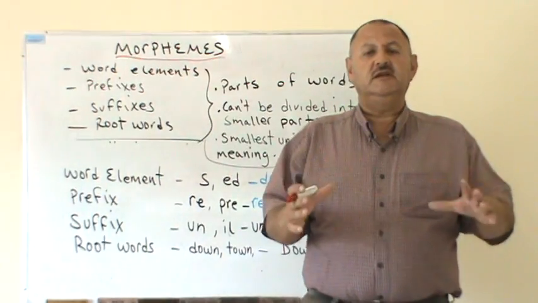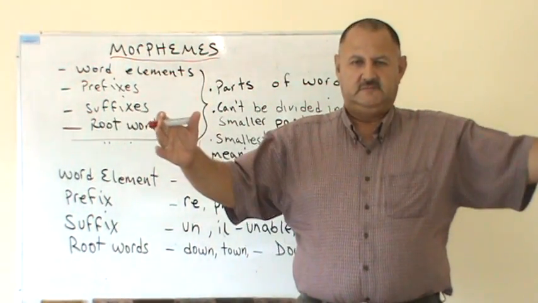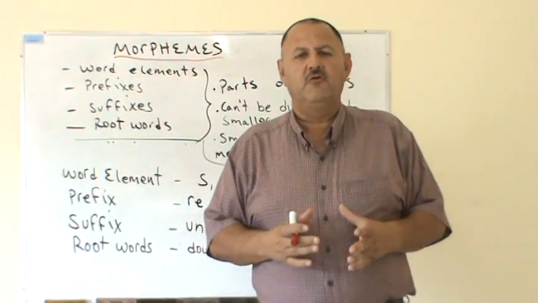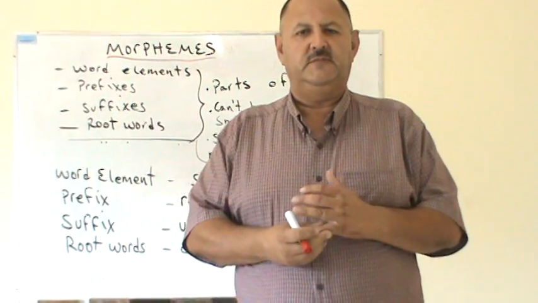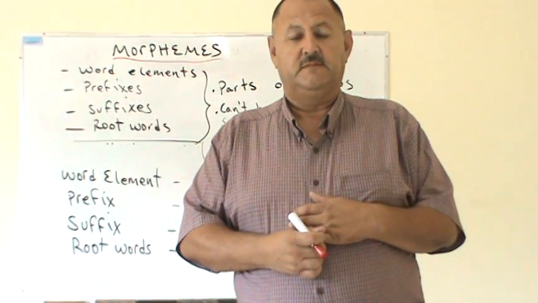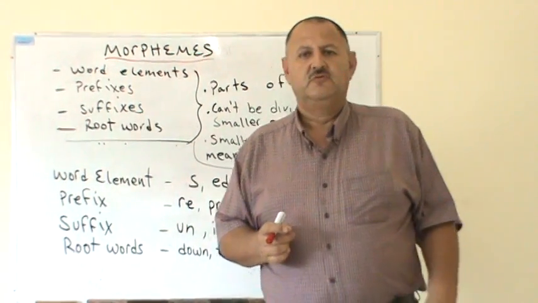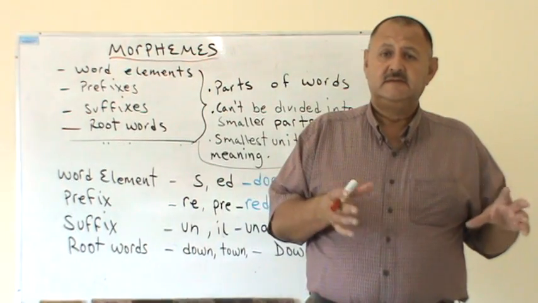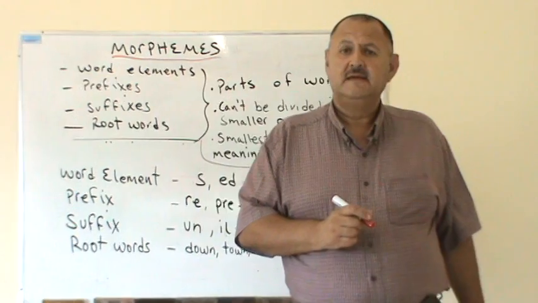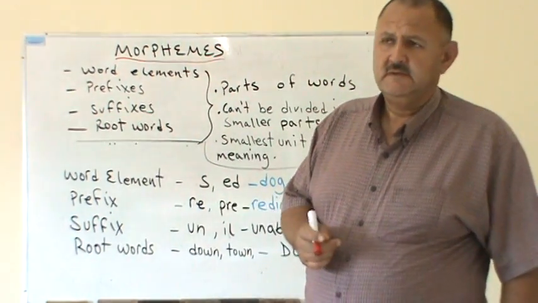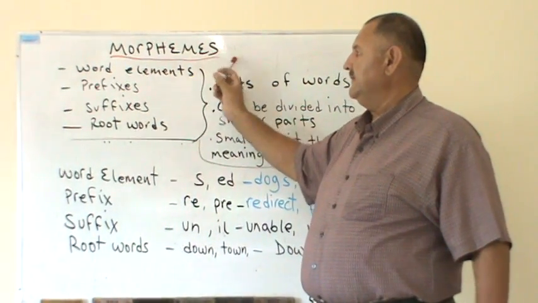I want you to imagine English as an automobile. We already know how to drive. We know the main parts of the automobile. But we're going to start to analyze the parts, starting from the smallest parts. And in English, there's something called morphemes.